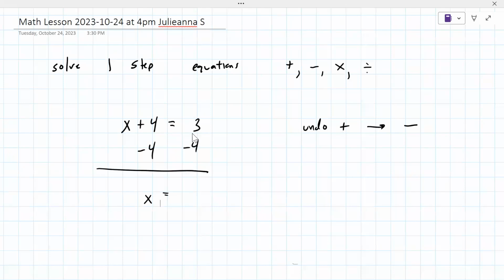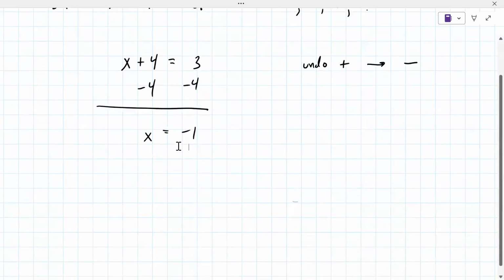Okay. What is 3 minus 4? It is minus 1. Excellent. All right. So let's look at some other one-step equations here.